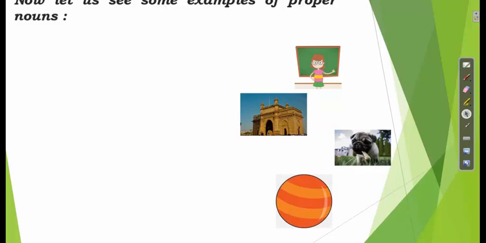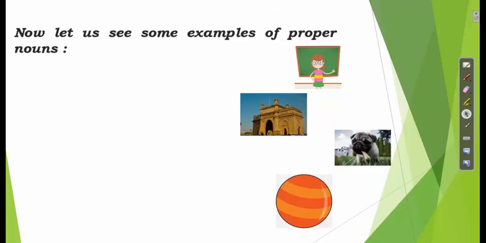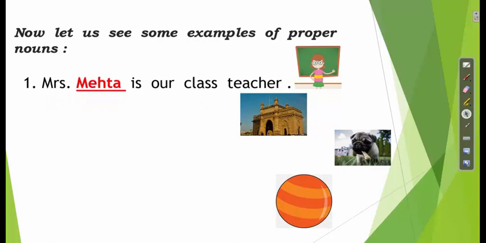Now let us see some examples of proper nouns. First, Mrs. Mehta is our class teacher. Here, the proper noun is Mehta as it tells the name of a teacher. Second, I love my city Mumbai. Mumbai is a proper noun as it tells the name of a city.